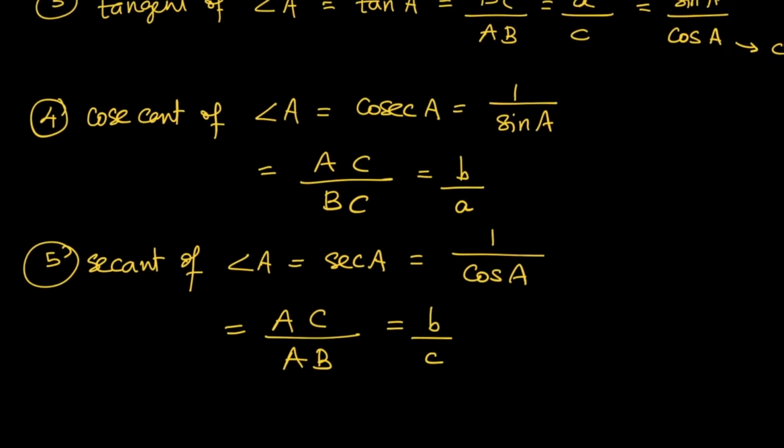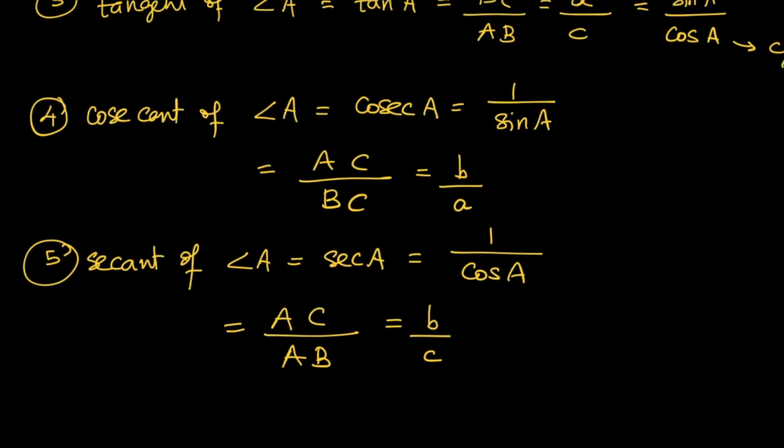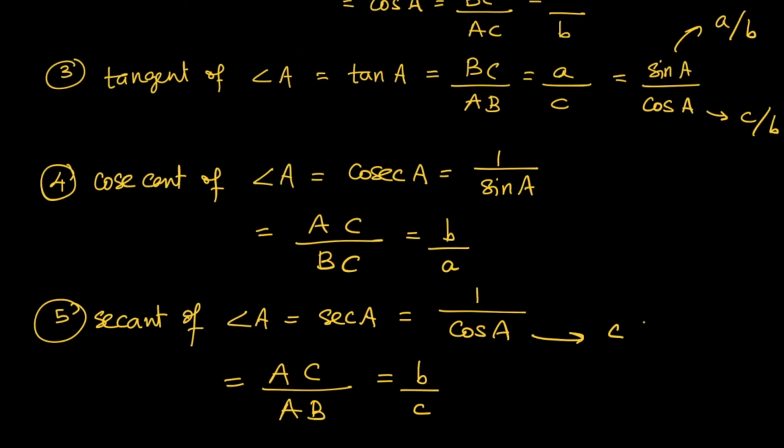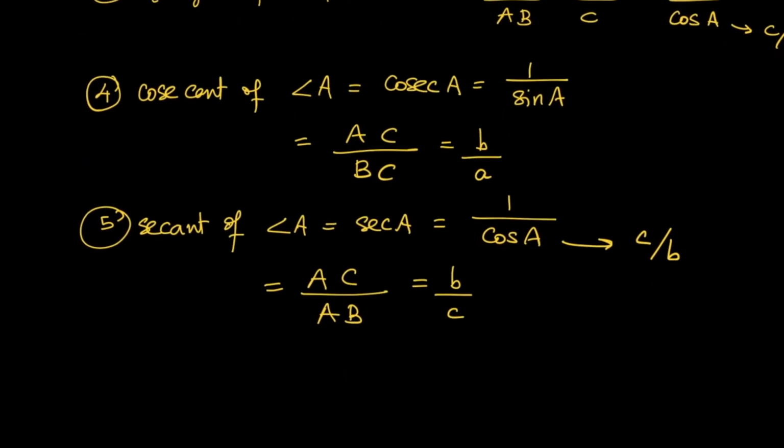and it is nothing but 1 over cos A, because cos A value is c by b. So if you take the reciprocal, you're going to get b by c.